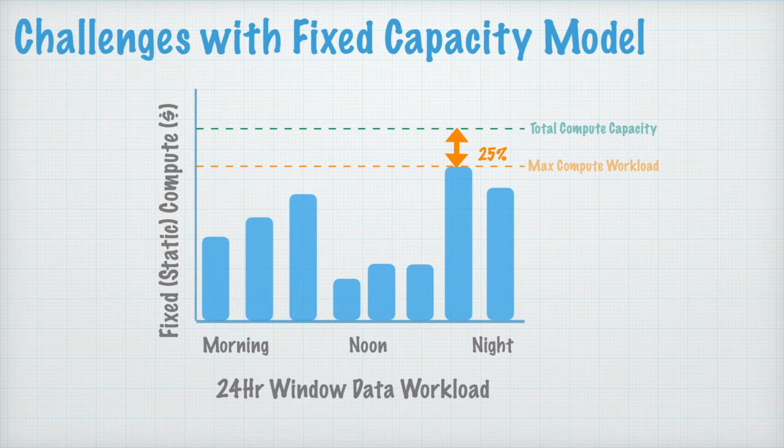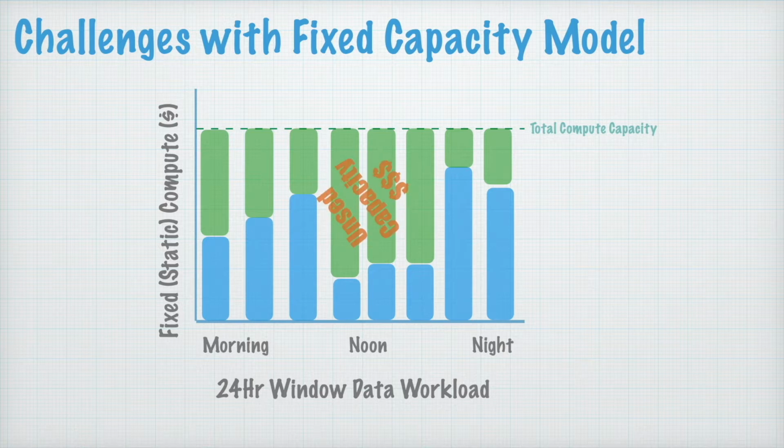So what's the problem here? I have a lot of unused capacity, and unused capacity is unused dollars. This is one of the biggest challenges with the fixed capacity model. There are many other challenges, but this is one of the primary focuses, and a lot of enterprises are asking the question: why do I need to pay when I'm not using my compute?